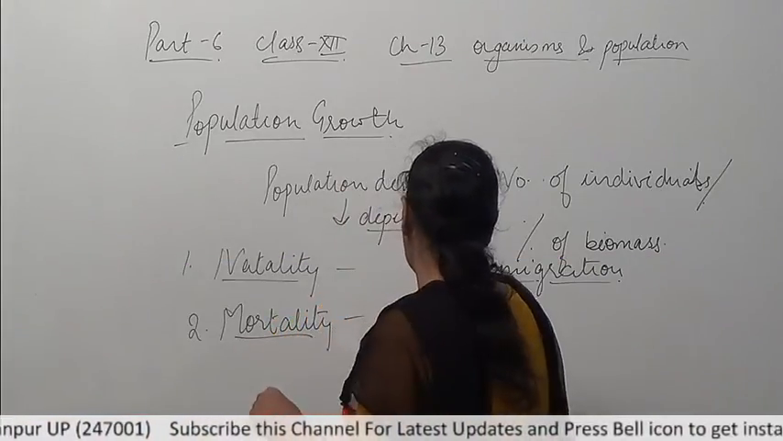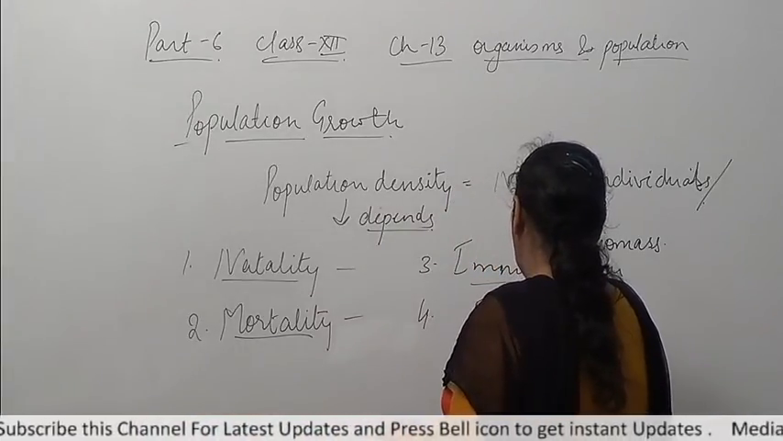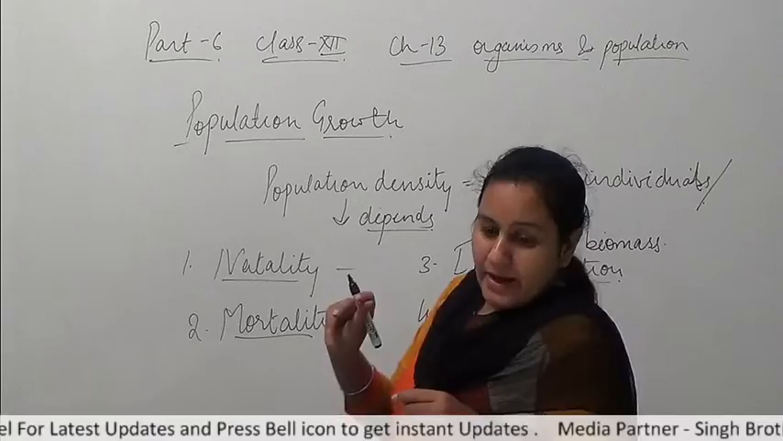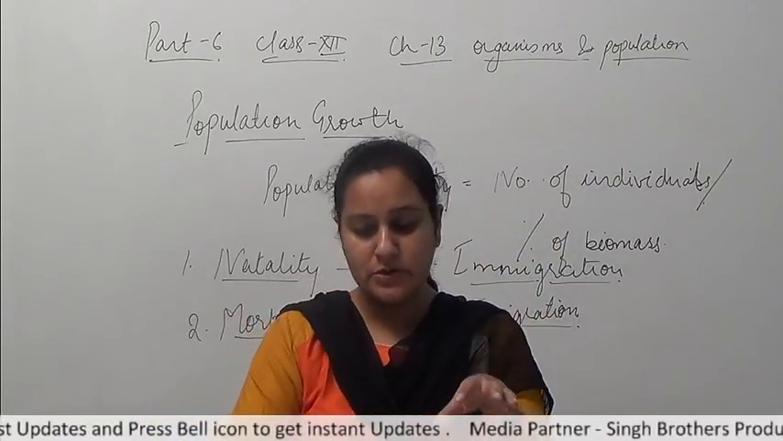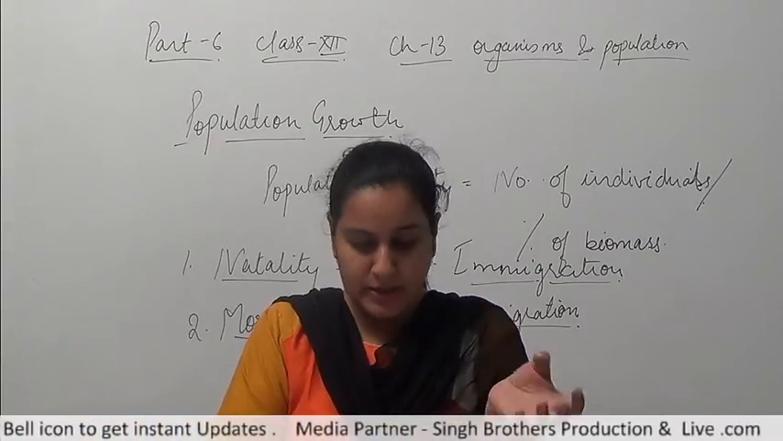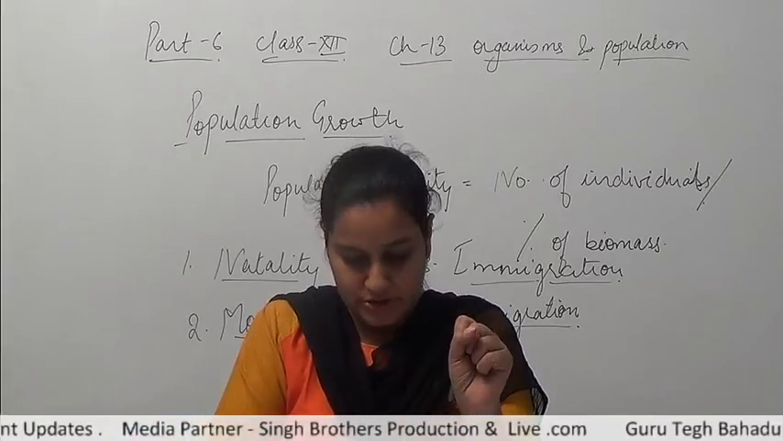And the next term is emigration. Now it is the opposite of immigration. So emigration is the number of individuals of the same species that move to a different habitat in a given period of time. So this decreases the population density.